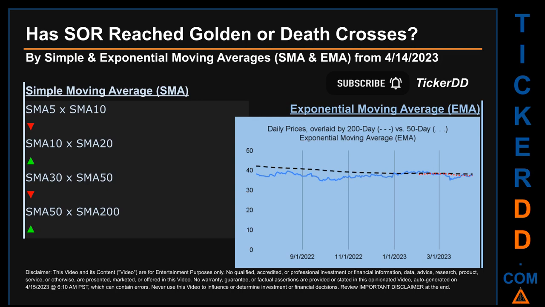For simple moving average, by comparing 50 to 200 days, we found a bullish golden cross signal since the 50-day SMA crossed above the 200-day. Continuing with SMA, we looked across the 5 to 10, the 10 to 20, and the 30 to 50-day ranges to see if golden and death crosses had been reached. We found golden cross signal for the 10 to 20. We found death cross signal for the 5 to 10 and the 30 to 50.